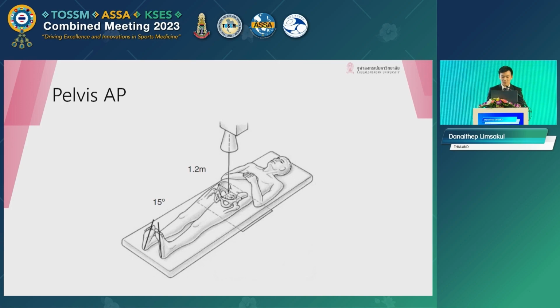The AP pelvis radiograph is acquired with the patient supine, as you may have known, and the legs 15 degrees internally rotated to compensate for femoral antitorsion, and the X-ray beam centered to the midpoint between the upper part of the symphysis and a line connecting the ASIS.